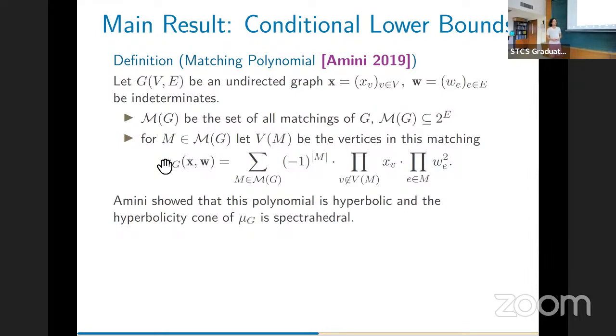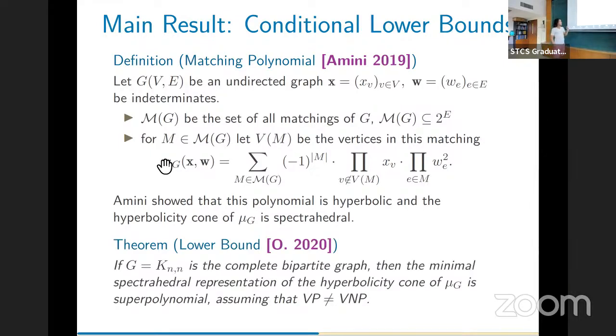Okay? So Amini showed that this polynomial is hyperbolic, and the hyperbolicity cone of this is spectrahedral. This took a lot of work. This is kind of one of the main results of this paper. With respect to what direction? Well, with respect to the direction of ones in x and zeros in w's. So x is all ones and w is all zero. Okay.